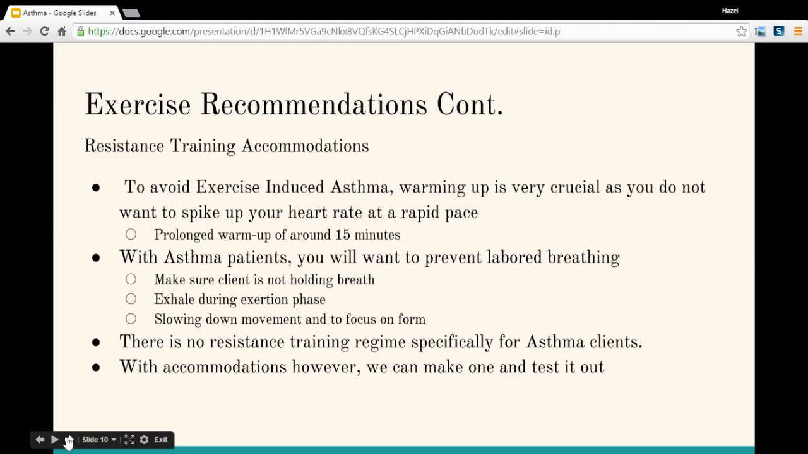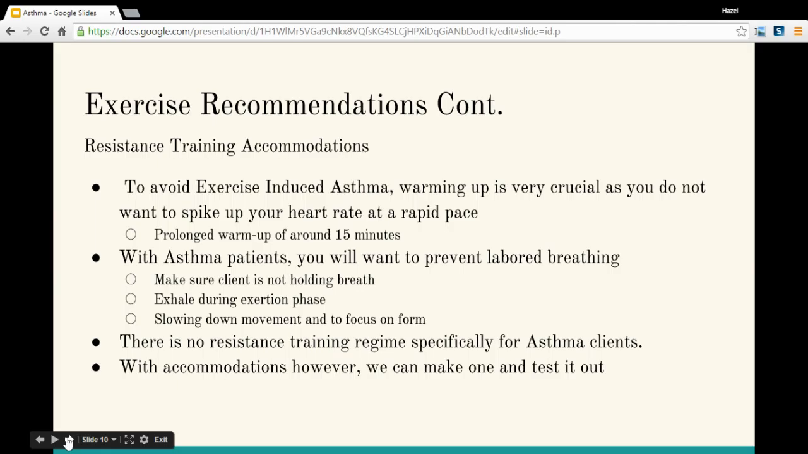With asthma patients, you would want to prevent labored breathing. So make sure the client isn't holding their breath. Usually, clients like to hold their breath during either the eccentric or concentric phase of the exercise, so we just want to prevent that. Inhale during the exertion phase, slow down the movement, and focus on form. Make sure you're breathing right, and those are some recommendations.